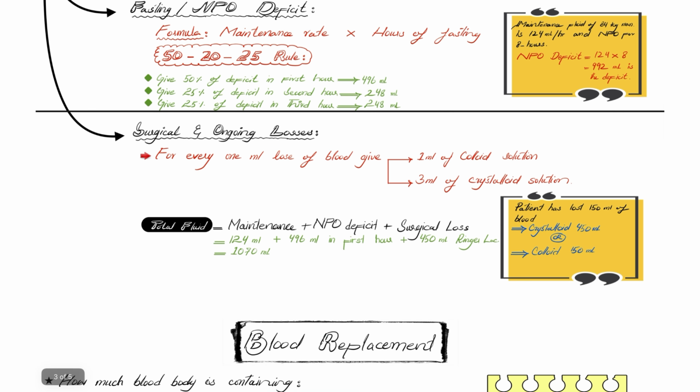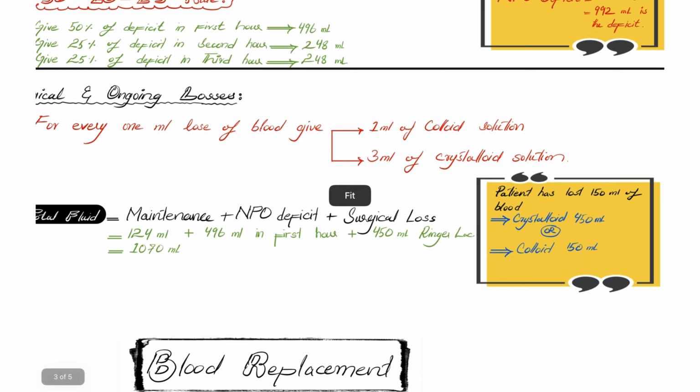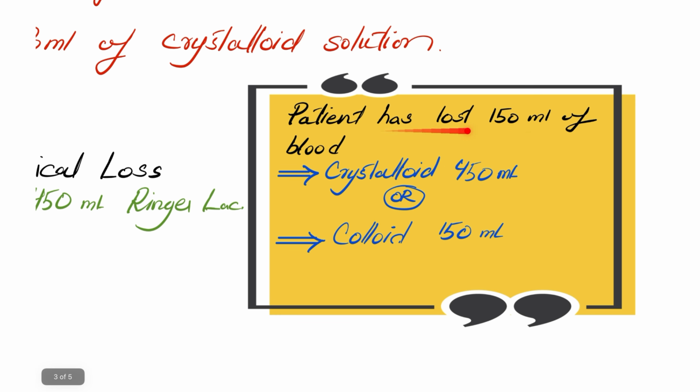Now, how much fluid should be given for surgical or ongoing blood losses? For every 1 milliliter loss of blood, you give either 1 milliliter of colloid solution or 3 milliliter of crystalloid solution. We will discuss colloid and crystalloid solutions along with some blood products in detail in our coming lectures. For instance, if a patient has lost 150 milliliter of blood, then we give either 450 milliliter of crystalloid or 150 milliliter of colloid solution.